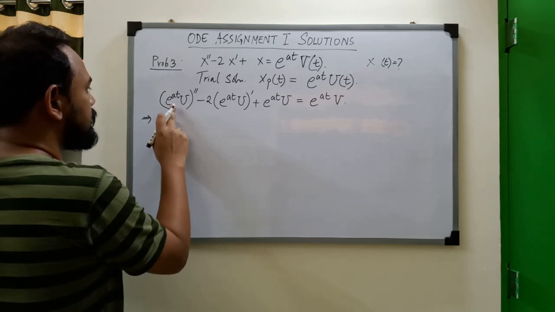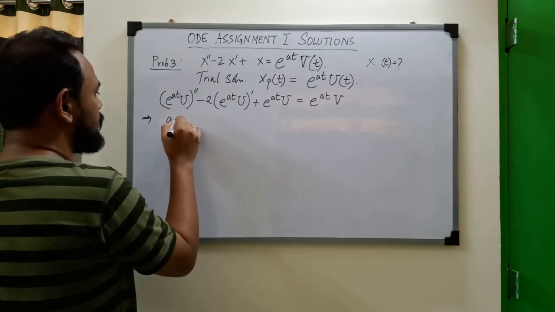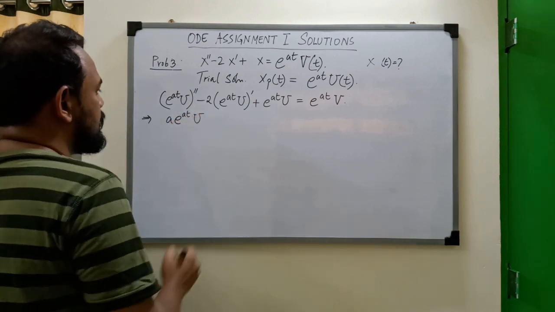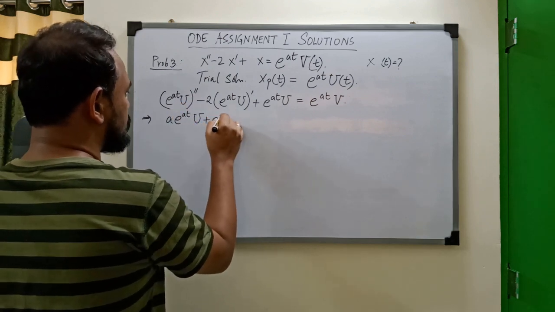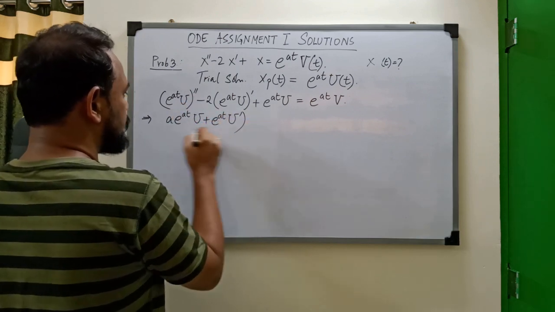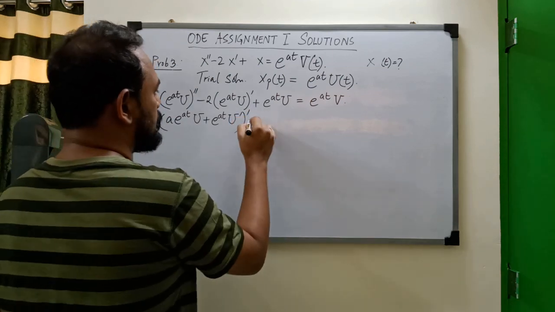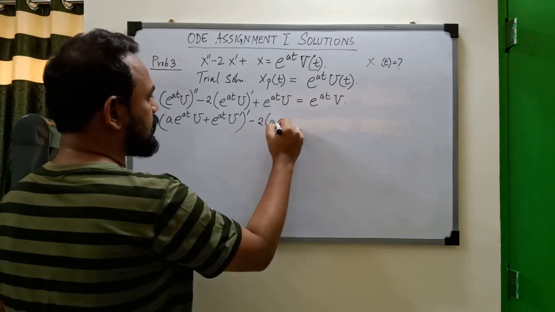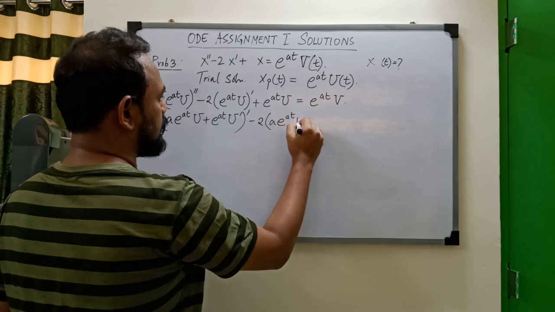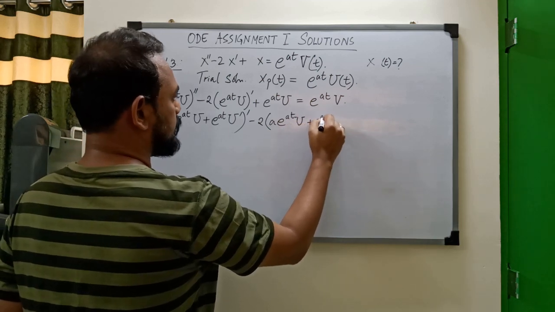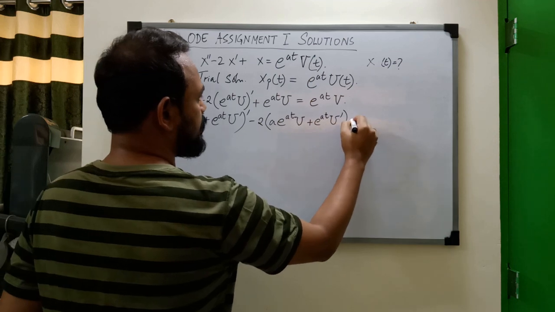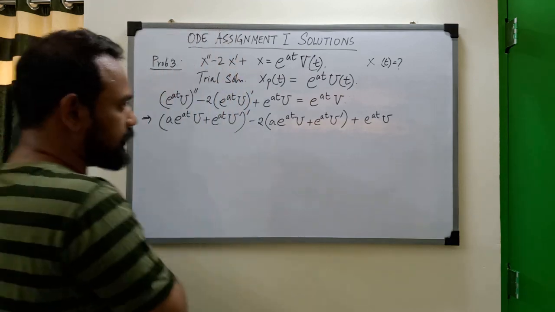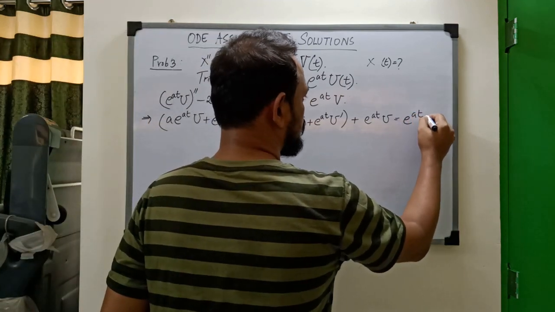Okay. So let's do the left-hand side. If you differentiate this once, I differentiate the exponential first. So I get a down here, e to the power at u, and then I differentiate this one, so I get e to the power at u prime. This needs to be differentiated once more. Minus 2 times I have to differentiate this one, which is really this. So I can write it down. A e to the power at u plus e to the power at u prime. And then this one remains as it is, e to the power at u. Okay. This, again, as I said, should match up to e to the power at v.